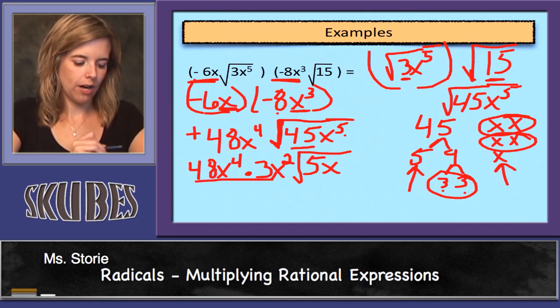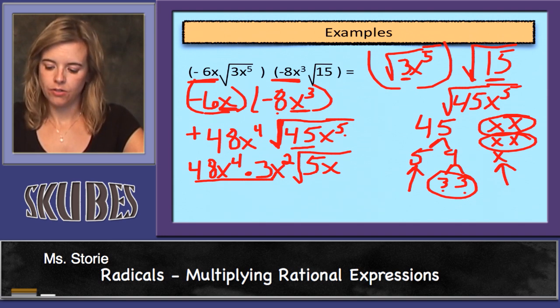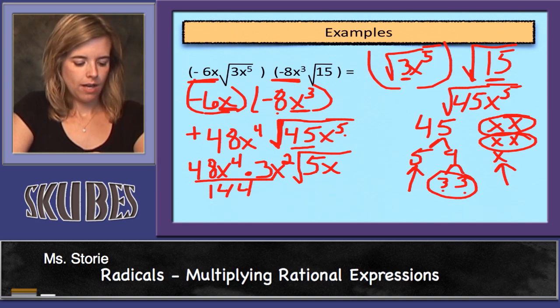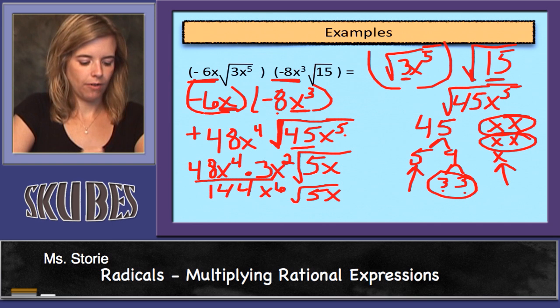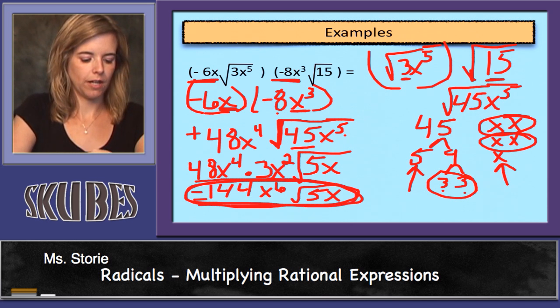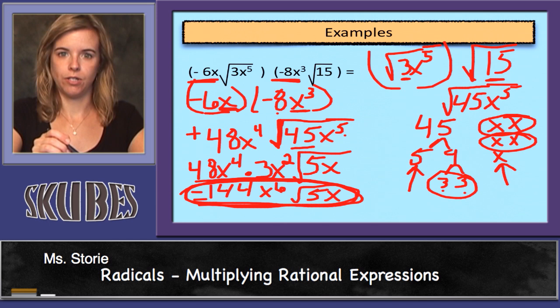Now, finish it out. You have to multiply those two outside terms together, and then you'll be all done. So once you do that, you're going to get 144 x to the 6th radical 5x. So here it is, right here. And that's going to be your final multiplication answer. Again, you would go back and double check just to make sure you did all your math correctly.